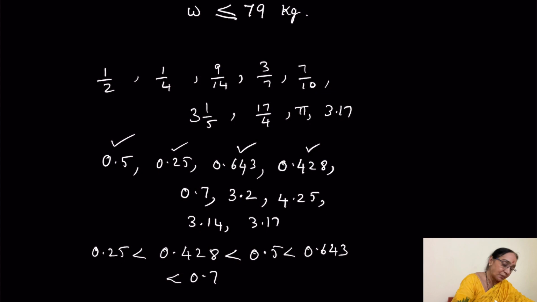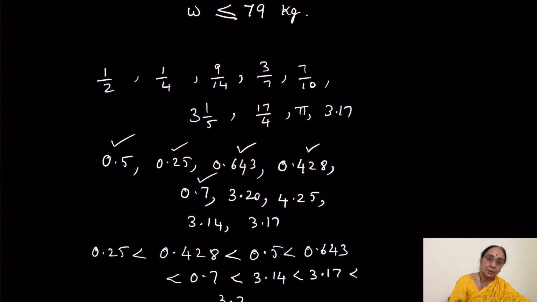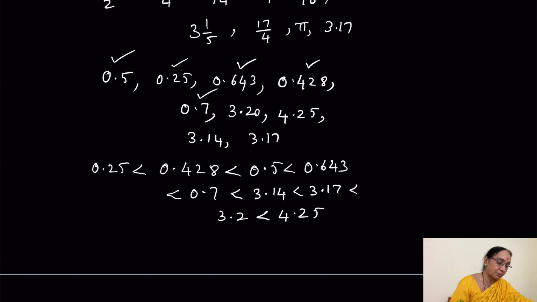So we are done with the numbers which are less than 1. Now we go on to the numbers greater than 1. We have 3.2, 3.14, 3.17. So the next is 3.14, less than 3.17, less than 3.2. You know that 3.2 is the same as 3.20. And last is 4.25, the biggest of all, the largest of all these numbers.